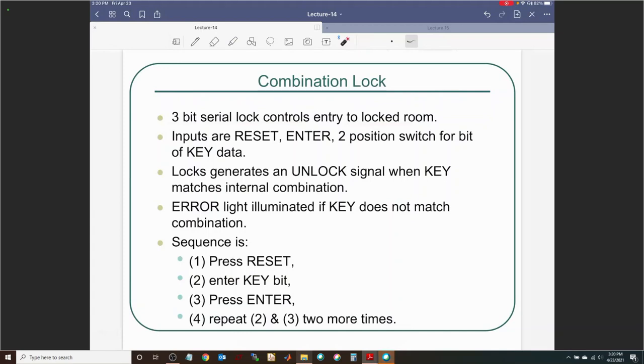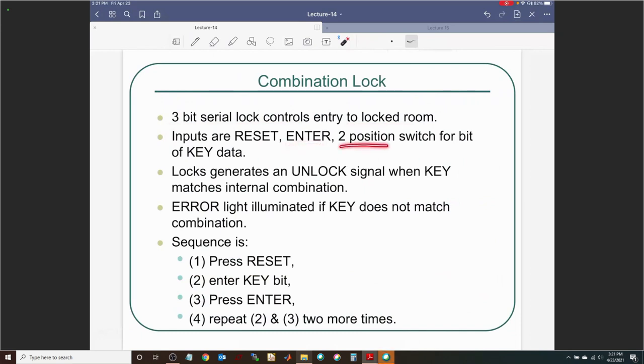3-bit serial lock. 010 opens it? I don't know. 100 opens it? I don't know. But there is a 3-bit code to unlock a particular room. The inputs are reset, enter.